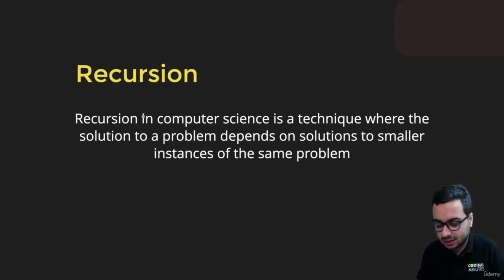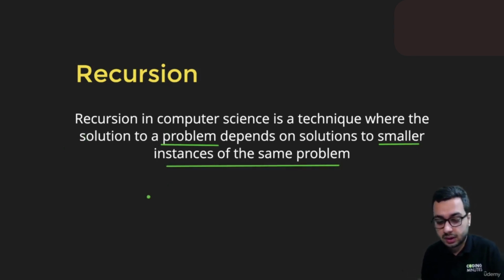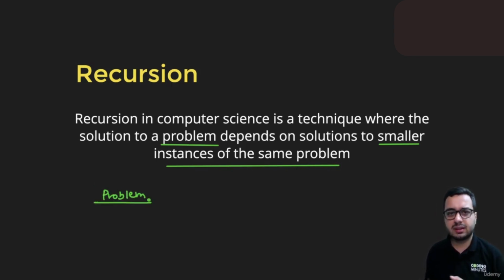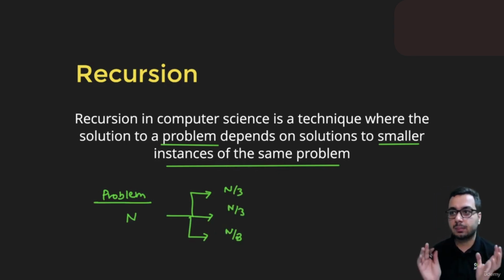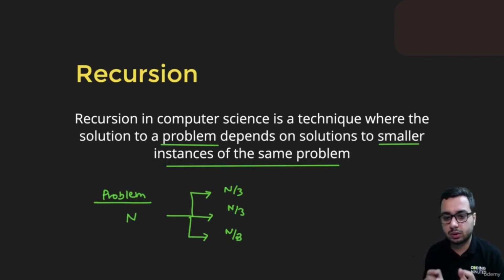So as I said, it's a technique in computer science where a solution to a problem depends upon solutions to smaller instances of the same problem. This is something that you need to remember. So let's say you have a problem, and that problem is a complex problem. That means it has a larger input, and you want to break this problem into smaller instances of the same problem. Maybe you break this into, let's say, three subproblems of size n by 3, n by 3, n by 3. So our idea would be to solve the subproblems and combine the answers of subproblems to get the answer for the bigger problem. This is something what we would be doing.